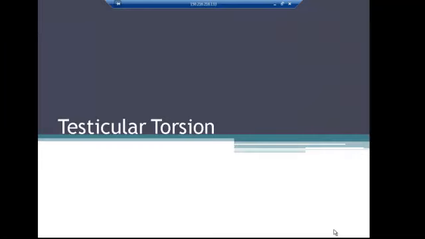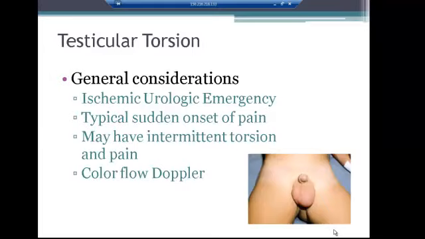The first thing is testicular torsion. Testicular torsion is a disease process that involves twisting of the spermatic cord, which can be a very painful condition. Things to consider is that this is considered a urologic emergency. There's a typical sudden onset of pain. There may be intermittent torsion where there's pain that comes and goes, and color flow Dopplers are studies that you can use to see this.